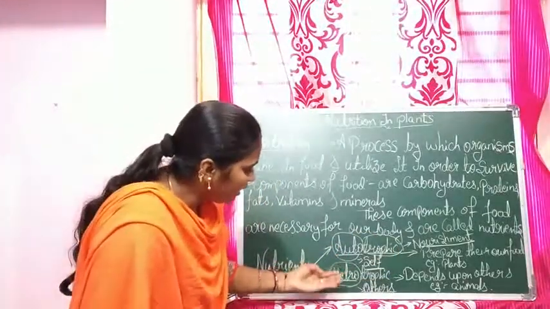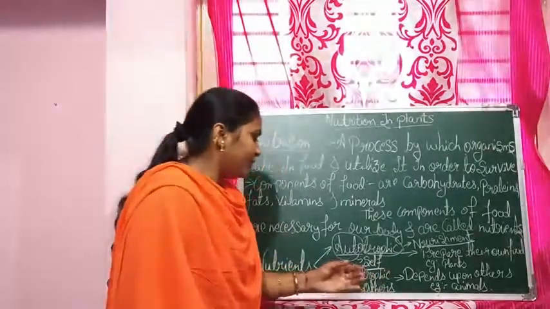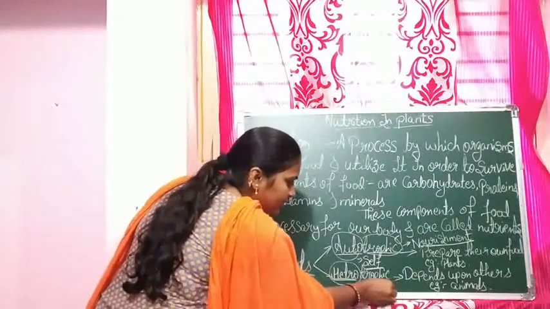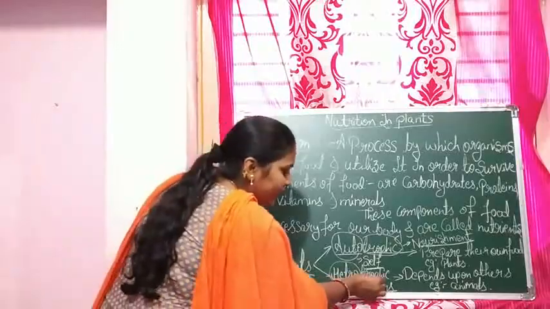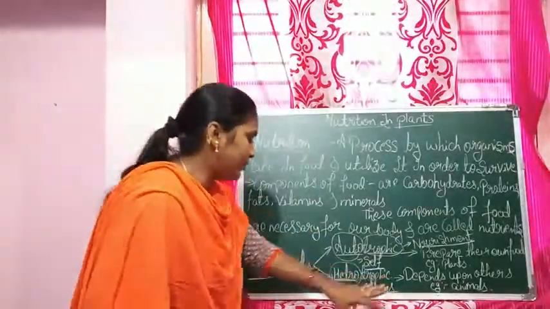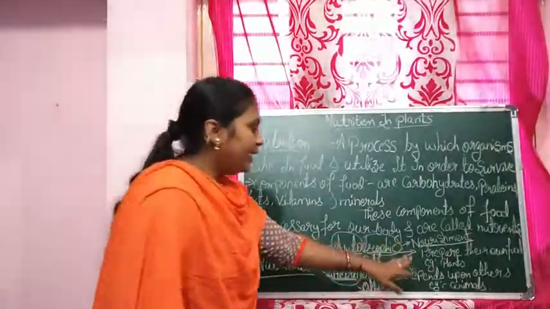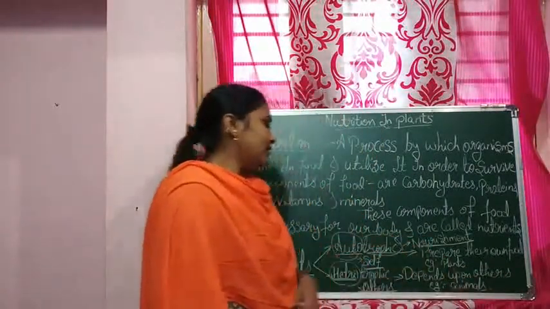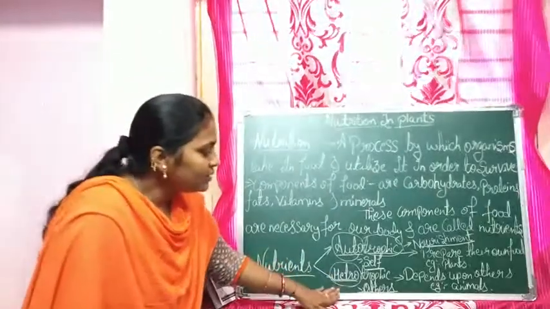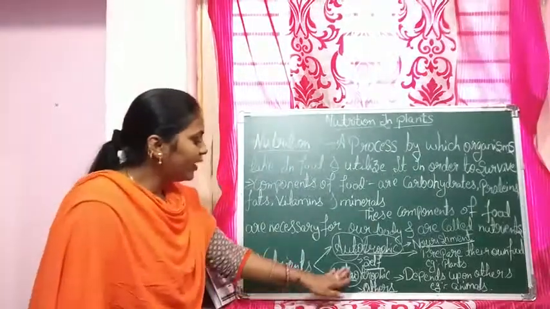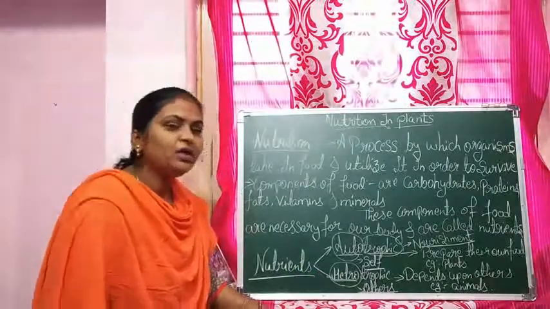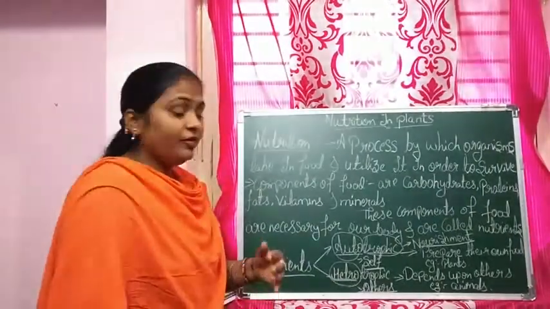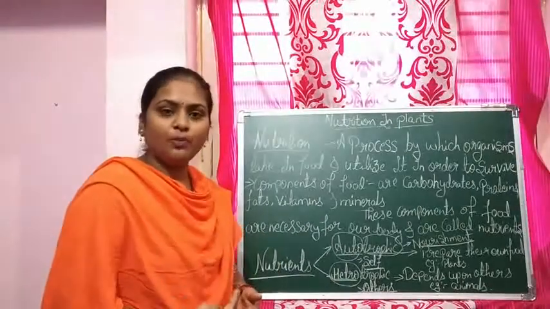Now we will go through the heterotrophs. Hetero means others. Others nourishment. Troph means nourishment. So they depend upon others for nourishment, for example animals. Animals are in the category of heterotrophs. Even we human beings are in the category of animals. We are dependent upon others.